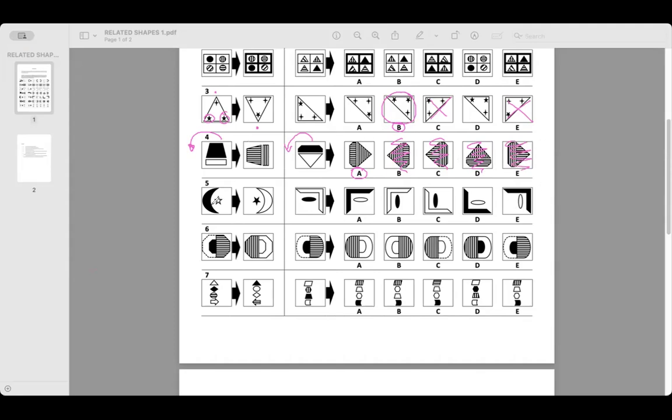Well done. What about question 5? Have a look at question 5. What do you think for question 5? Type your answers in the chat.